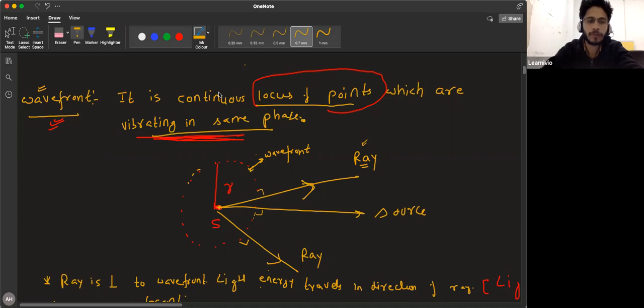That was the Huygens theory. If you want to explain the Huygens principle in one line, this is what Huygens says.